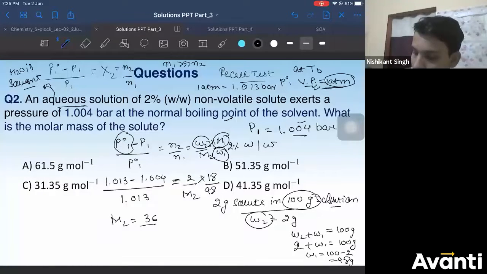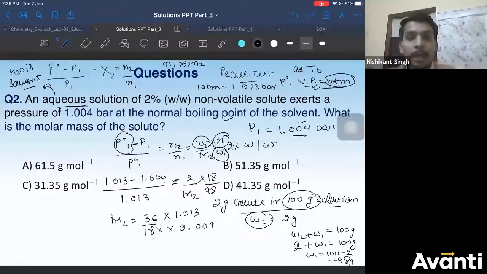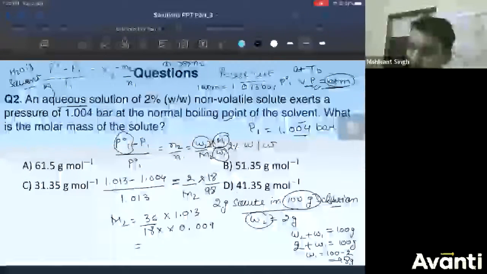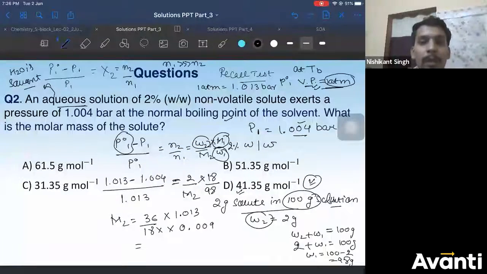This will be 36 by 18 into 1.013 into, I guess this will come out to be 0.009. Okay. Now you can simplify this further. Your molar mass will come out to be 41.35 gram. If you simplify this further, your correct answer will come out to be 41.35 gram. And I think very few of you have voted D actually.